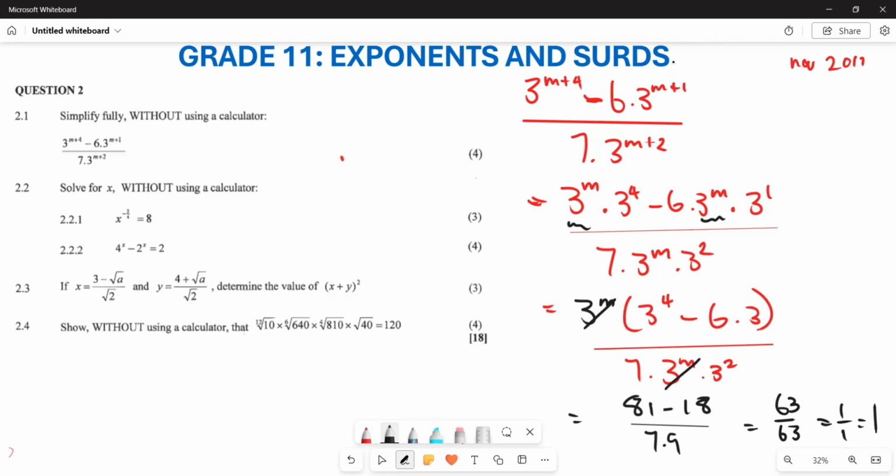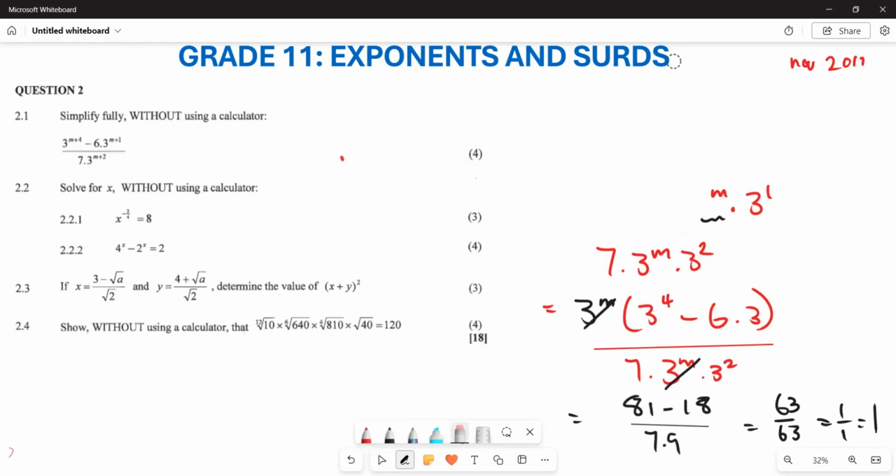Now, let's move swiftly along to our 2.2.1 and see what is expected of us in here, or what you can do to try and solve this question.